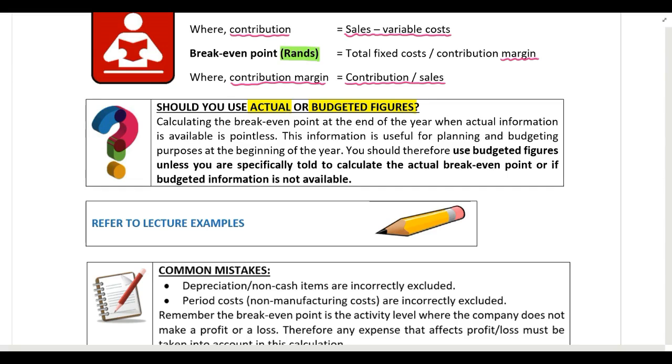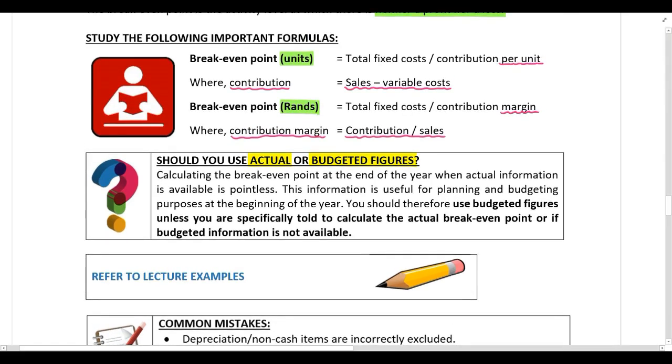Instead, these calculations should be performed at the beginning of the year because the break-even point tells us either the minimum number of units that the company needs to sell so that they don't make a loss, or if we perform the calculation in rands, it tells us the minimum rand value of their sales that they need so that they don't make a loss. So these calculations should be performed rather at the beginning of the year. Now, if we are performing these calculations at the beginning of the year, you won't have actual figures.